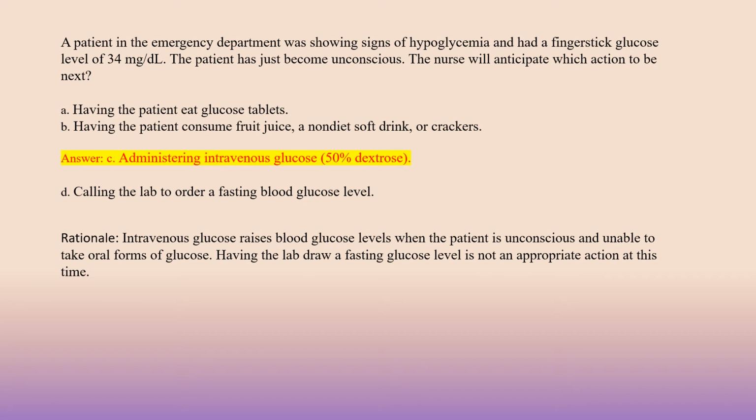Answer. C. Administering intravenous glucose, 50% dextrose. Rationale. Intravenous glucose raises blood glucose levels when the patient is unconscious and unable to take oral forms of glucose. Having the lab draw a fasting glucose level is not an appropriate action at this time.